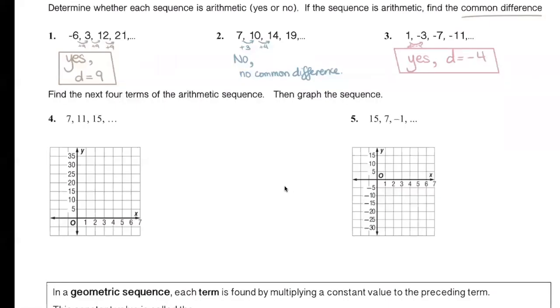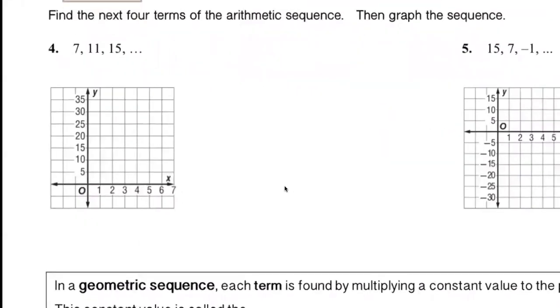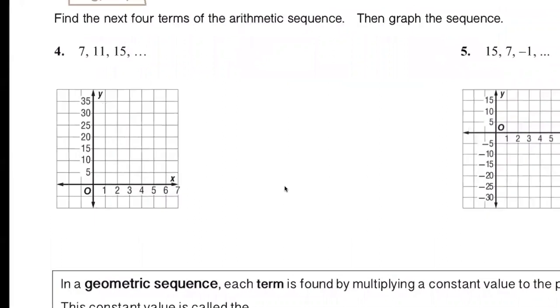Cool. Let's continue. Number 4. Find the next 4 terms of the arithmetic sequence. All right, so I got 7, 11, 15, and I want to find the next 4 terms. 1, 2, 3, 4. Go ahead and type those in the chat. What would be the next 4 terms of this arithmetic sequence?